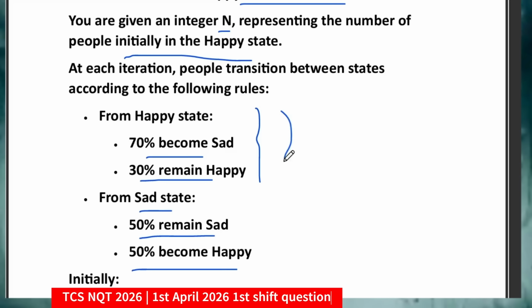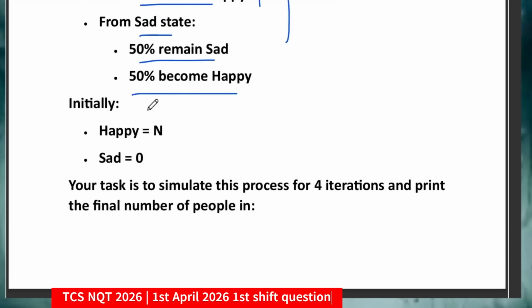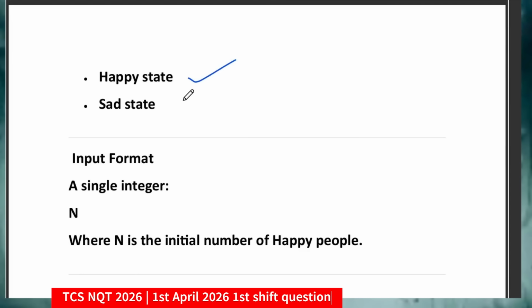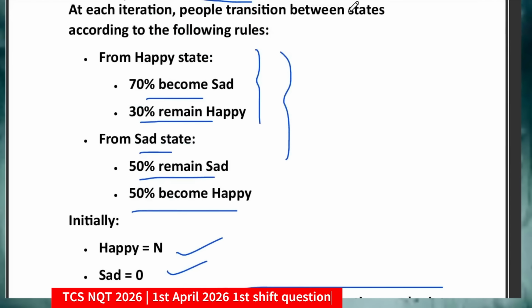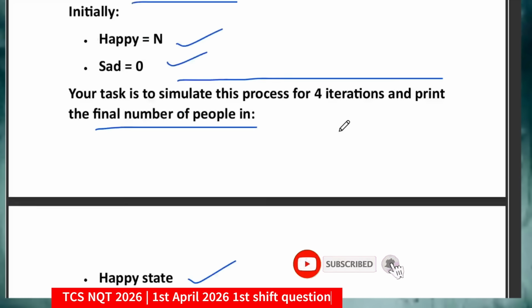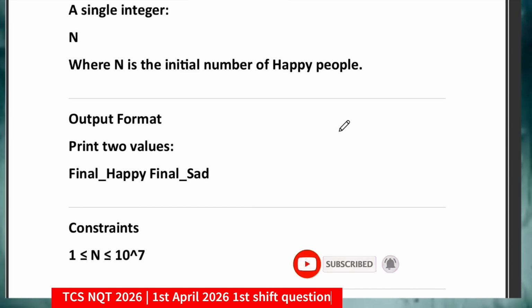So these are the conditions they apply. You have to just use the logic of this. Initially, happy equals n and sad equals 0. Now your task is to simulate this process for 4 iterations and print the final number of people in the happy state and sad state. I suggest you pause this video, take a screenshot of the question and try to solve it. This is just using a loop and logical questions, not that hard.